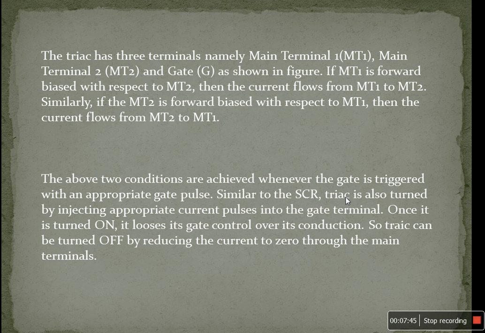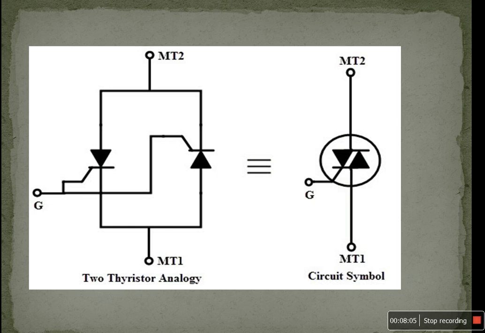Similar to the SCR, the triac is also turned on by injecting current pulses into the gate terminal. Once it is turned on, it loses the gate control over its conduction. So the triac can be turned off by reducing the current to 0 through the main terminals. For example, if you are applying some voltage at the gate terminal, then this triac will be on. In order to make this triac off, you have to reduce the MT1 to MT2 voltage to 0.